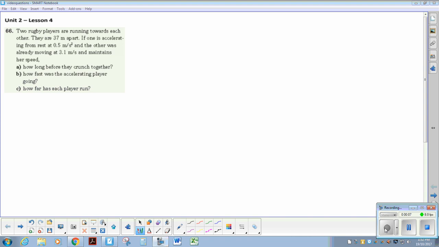Physics, Unit 2, Lesson 4. I had a question about number 66. Two rugby players are running towards each other. They are 37 meters apart, so one accelerates.